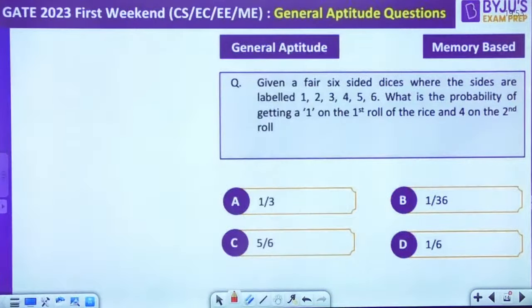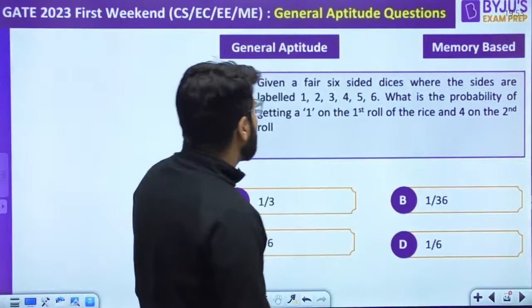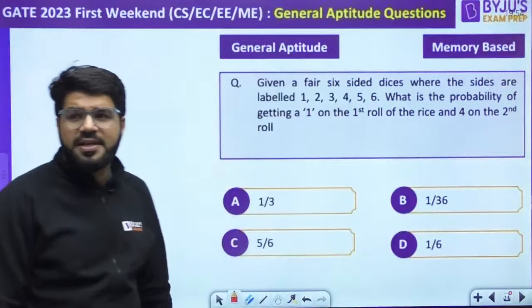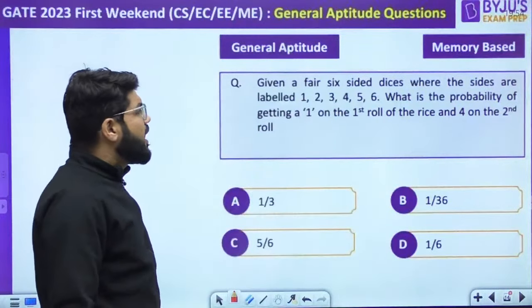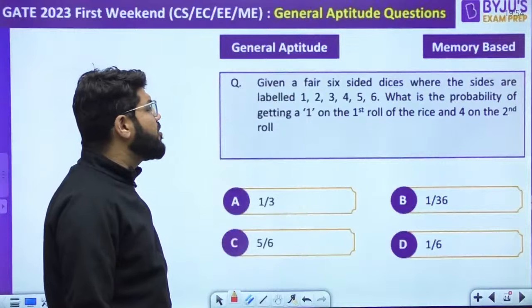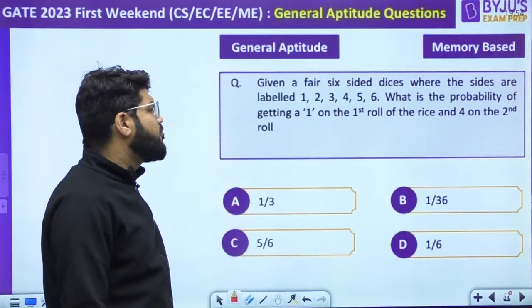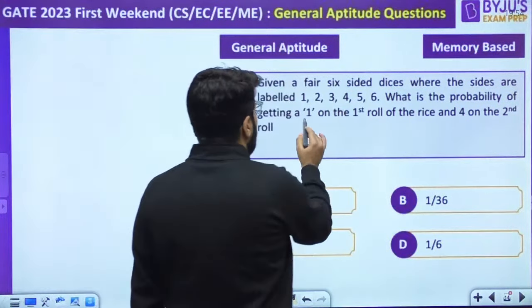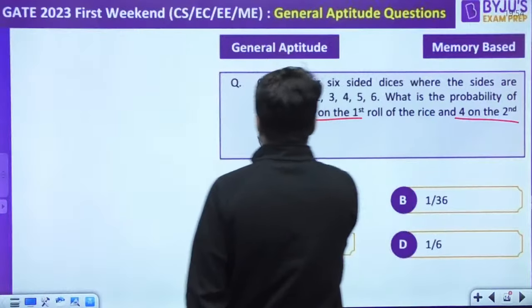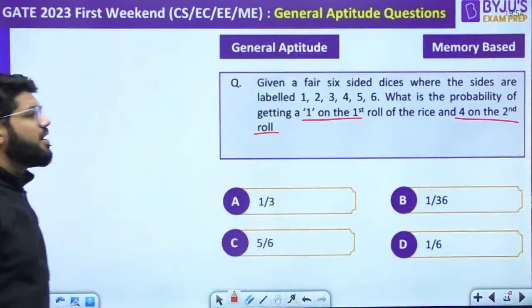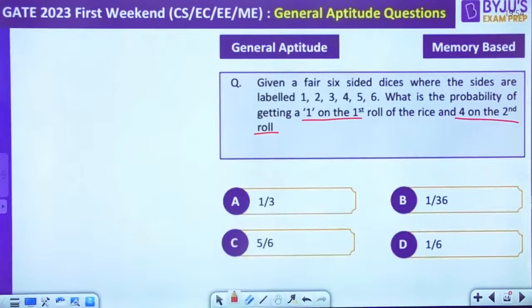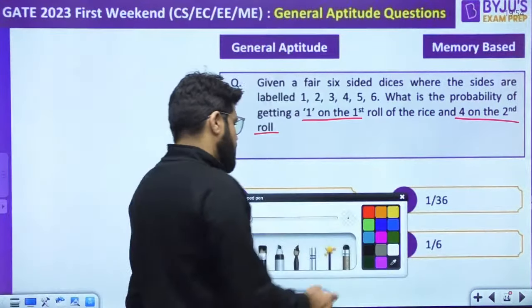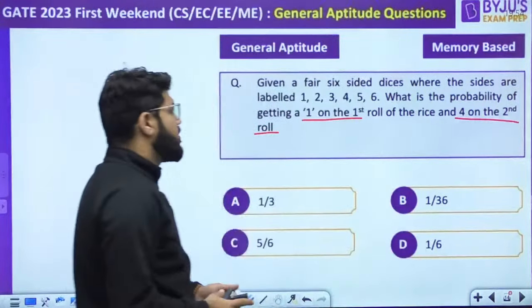Okay, next question. Given a fair six-sided die where the sides are labeled 1, 2, 3, 4, 5, 6. We all know the sides are labeled 1 to 6 only, and it's a fair die. What is the probability of getting a 1 on the first roll and 4 on the second roll?